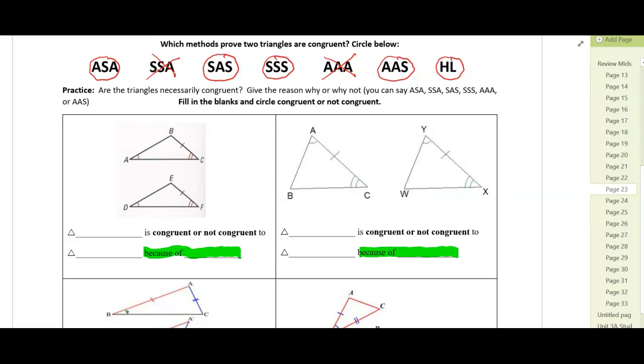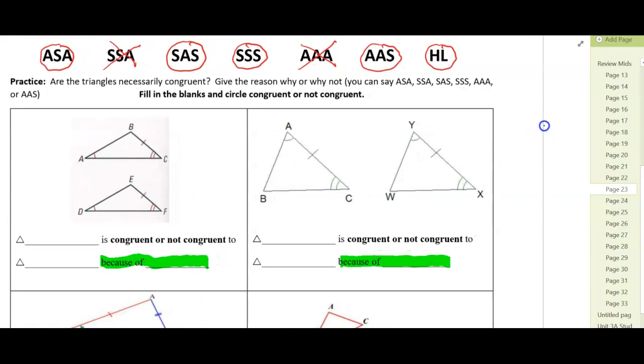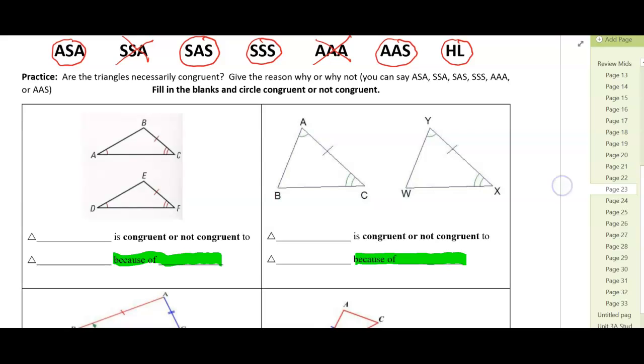So in the top left problem here, I'm going to make this a little bigger. Top left, we got angle, angle, side, angle, angle, side. That is one of the methods, so I'm going to put angle, angle, side. And then the idea is we want to put the letters in the correct order. So if we go triangle ACB, then the other triangle has to be triangle AFE.